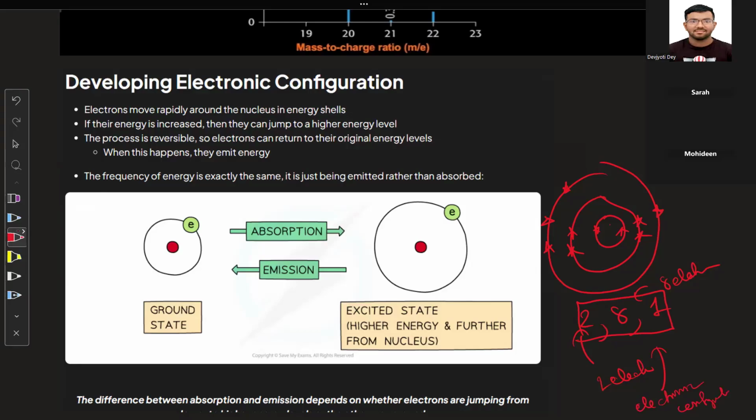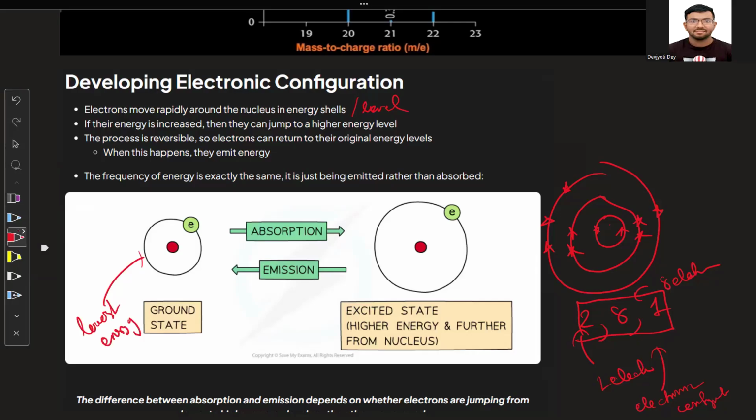Now, what are energy shells or energy levels? We can say energy shell or energy level, whatever you say. These are basically circular areas or regions where electrons exist within the atomic structure. There are different energy levels, meaning that the energy of every energy shell is not the same. Say for instance, the innermost shell compared to the outermost shell. The innermost shell has the lowest energy.